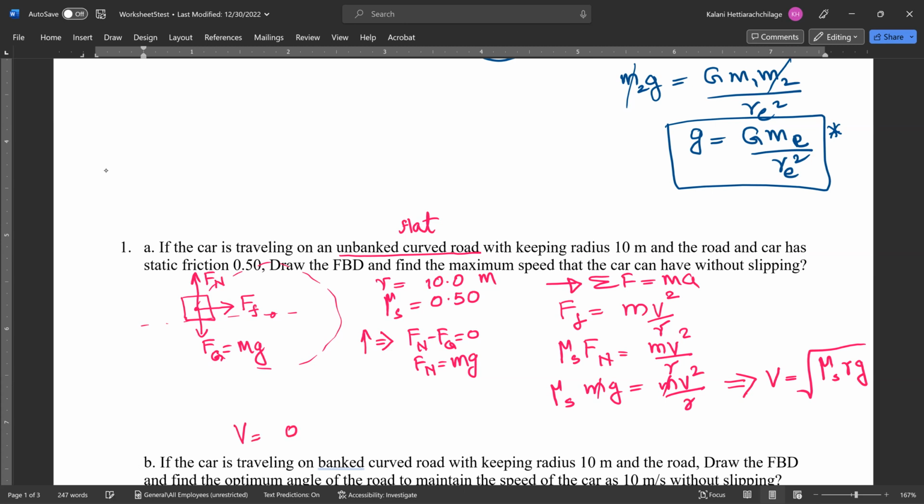So that will be the square root of 0.50 times 10 meters times 9.80. That will give you the velocity, the tangential velocity of the path of the vehicle. So I have 7 meters per second.